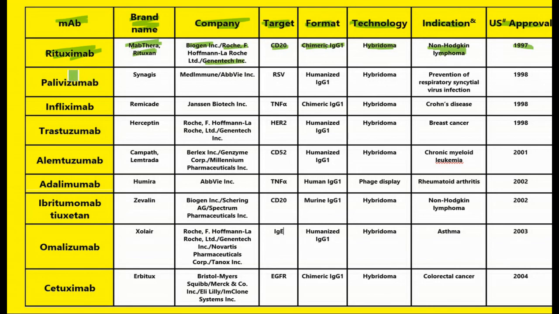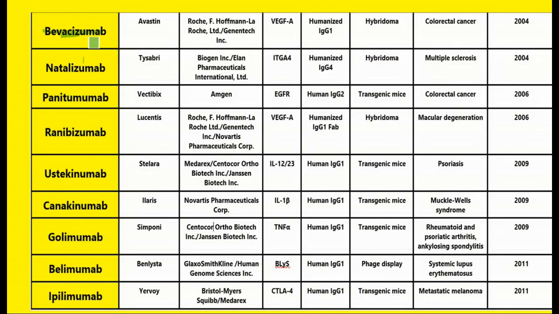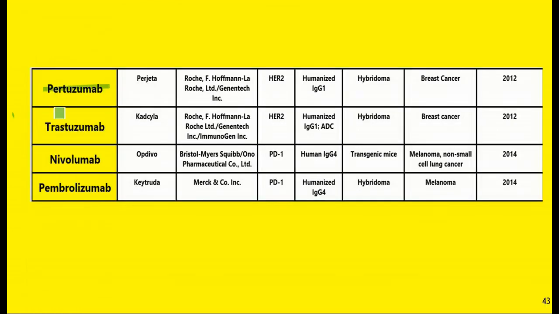So the rest are palivizumab, infliximab, trastuzumab, alemtuzumab, adalimumab, then ibritumomab, omalizumab, cetuximab. So you can have a quick look at the following antibodies. Next, bevacizumab, natalizumab, panitumumab, ranibizumab, ustekinumab, canakinumab, golimumab, belimumab, pertuzumab, trastuzumab, nivolumab, pembrolizumab. So here what I have mentioned are some of the drugs. There are many drugs outside which have US FDA approval.